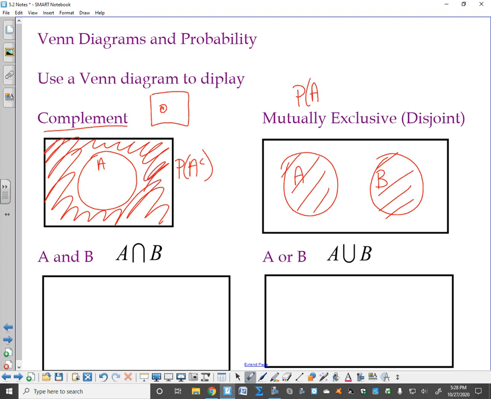So you can see the probability of event A or B is just going to be the probability of A plus the probability of B. Easy peasy, because there's no overlappage, because they are mutually exclusive or disjoint. They don't touch.